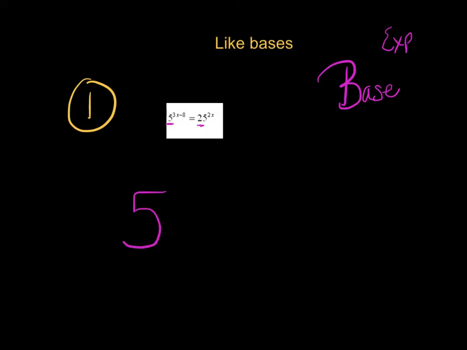This I can leave as 5 to the 3x minus 8, and I need to rewrite my 25 as a 5. I need these two bases to be the same. What's another way to say 25? 5 squared. Okay, so basically that's the same thing as 25. And now I want to leave my exponent of 2x.